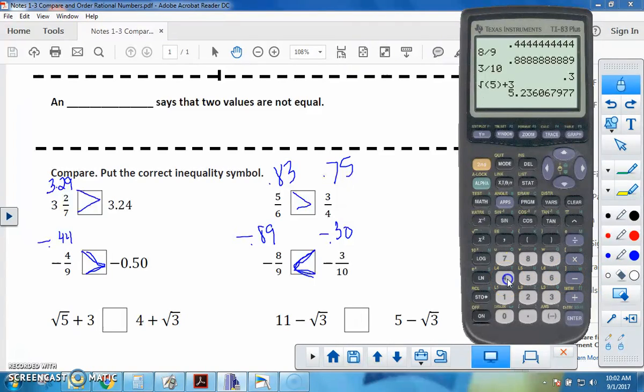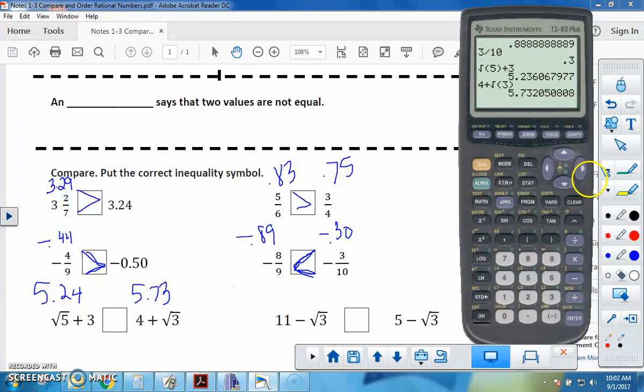And then the next one, you're going to go 4 plus the square root of 3. And then you close the parenthesis and you hit enter. So we get 5 and 24 hundredths, and then we get 5 and 73 hundredths. And the largest number would be the 5.73. So, what I would like you to do now is to do the last example.